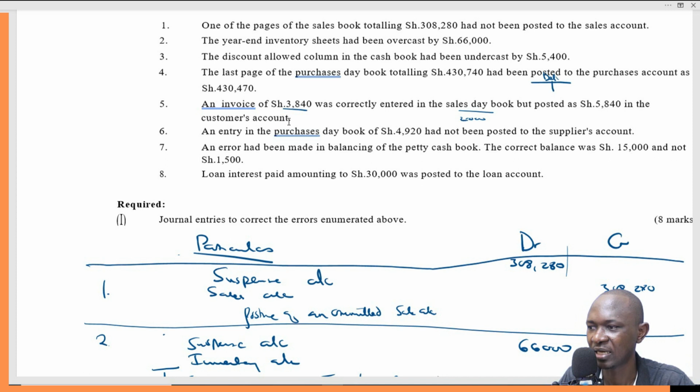This is the debtors account. We posted 5840 and we're supposed to post 3840. So this is debit, so we are going to credit. Then what will be remaining is now 3840. That's what we are talking about.